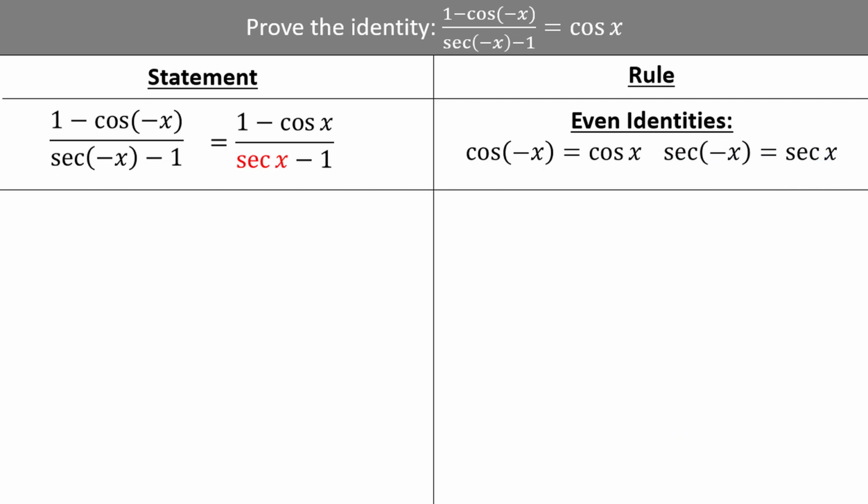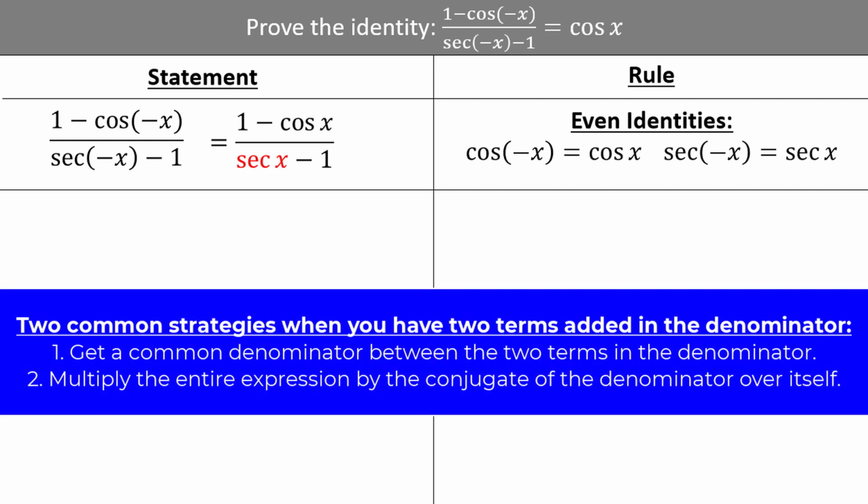At this stage, it might be unclear what to do next. We're at a similar point to where we were a few problems ago, where we have two terms that are added or subtracted in the denominator. Last time when we were at this stage, we multiplied the entire problem by the conjugate of the denominator over itself, which in this case would be secant of x plus 1 over itself. That might not be a very good idea in this problem because the numerator is two terms rather than one term, and we would have to FOIL everything out with the numerator, most likely complicating things.